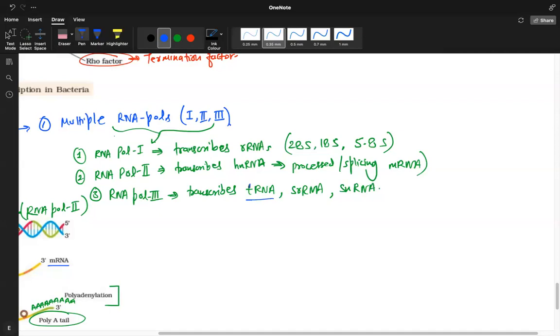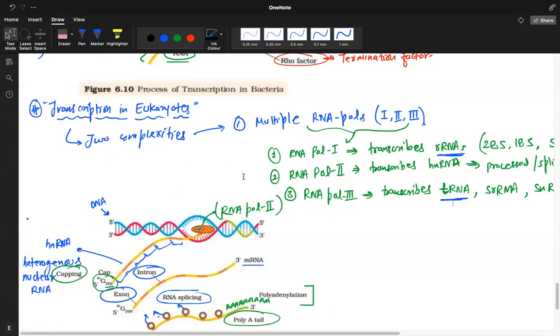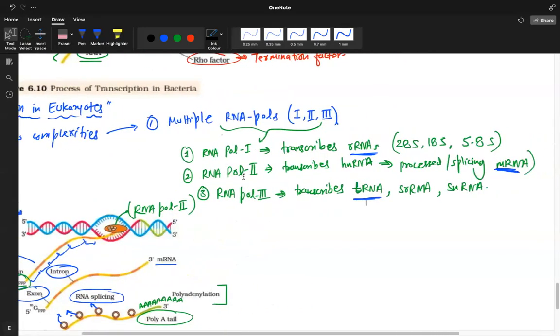So now you can see in eukaryotes, all the RNAs which are responsible for the final step, which is translation, which is tRNA, mRNA, and rRNA, are all transcribed through different polymerases. Whereas in prokaryotes, it's done by the same polymerase, so no problem. So this is the first complexity, that it has multiple RNA polymerases.